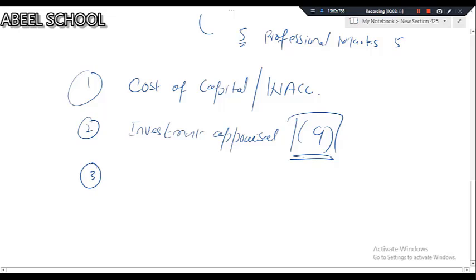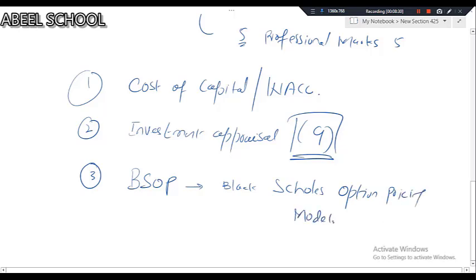After investment appraisal, we will go for BSOP, Black-Scholes option pricing model. BSOP is a very new topic for everyone, obviously, because we do not have anything relating to BSOP in part 2 of ACCA. Actually, in BSOP, we will study how to calculate the value of a share option. And let me tell you one more thing.